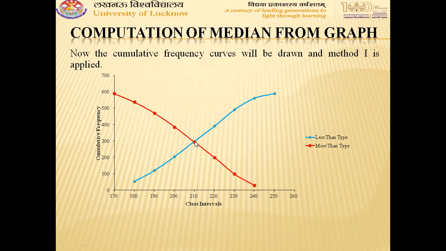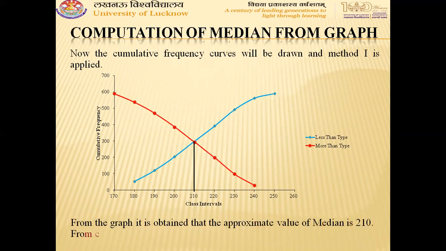So here we can see that at this point, these two ogives are intersecting. From this point, we draw a perpendicular to the axis of class intervals. That is this one. Here we can see it is intersecting at the value 210. So we can say that the median of the given data is 210, which is obtained from the graph. Whereas when we discussed the numerical calculation, the value of median was 209.78.